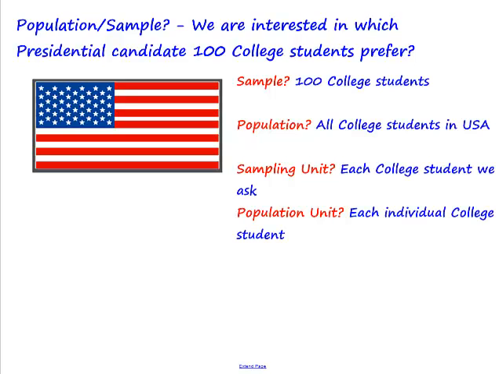So here, our sample would be the 100 college students that we ask about the presidential candidates. The population would be all college students in the United States of America. Our sampling unit would be each college student that we ask, and our population unit would be each individual college student.